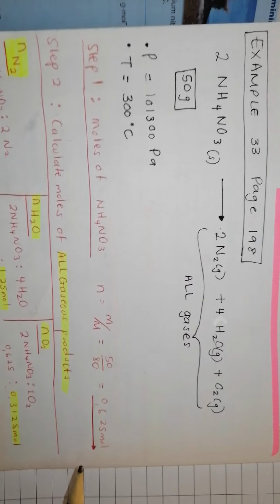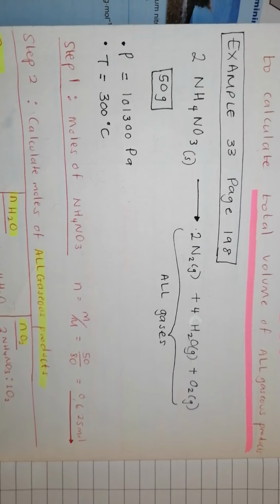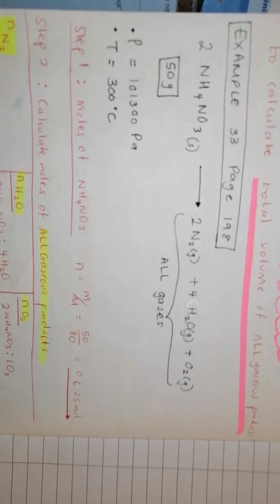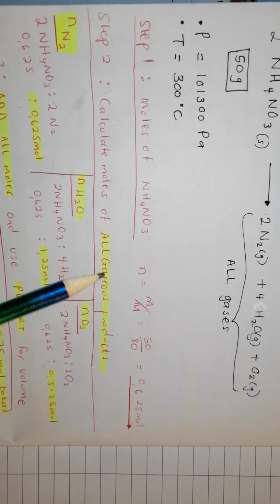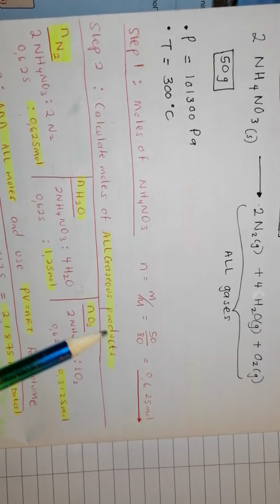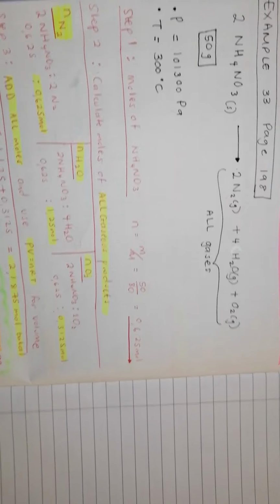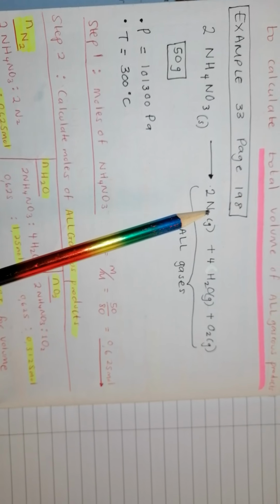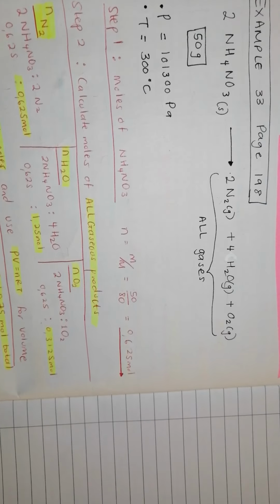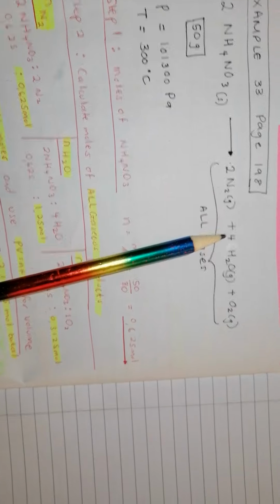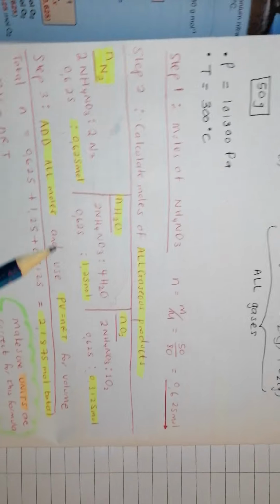Right, so now that we have the moles of the reactant, we need to get the moles of all of these products. After you get moles, you always use the ratio to get the other moles. So step 2 is to calculate the moles of all the gaseous products, and we do this using the ratio. You only need to work out the moles of gases. Since here we only have gases, we're going to work out the moles of all 3 of these products. But if you had a reaction with gas, liquid and solid, you're only going to choose what is a gas. For this one, we're going to do all of them.